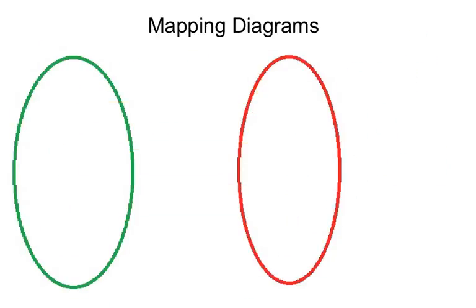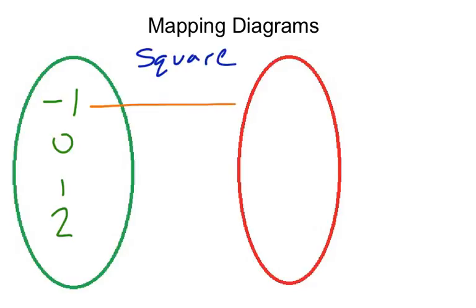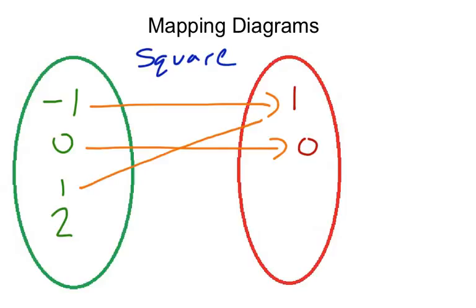So in the next example, in our domain, we're going to have the same numbers, -1, 0, 1 and 2, and this time our mapping is going to be to square the numbers. -1 squared is 1, 0 squared is 0, 1 squared is 1 again, so we go up to there, and 2 squared is 4.